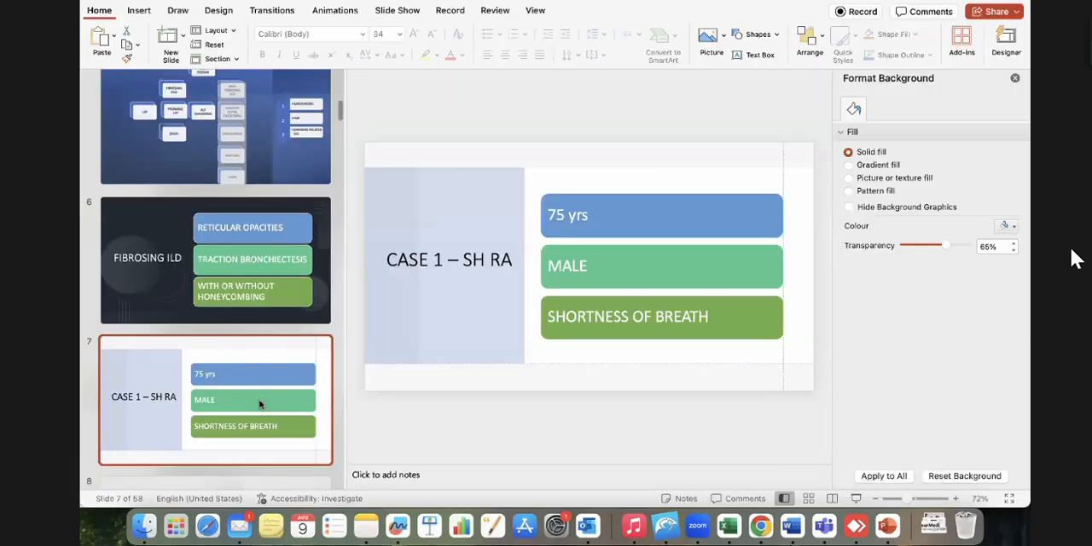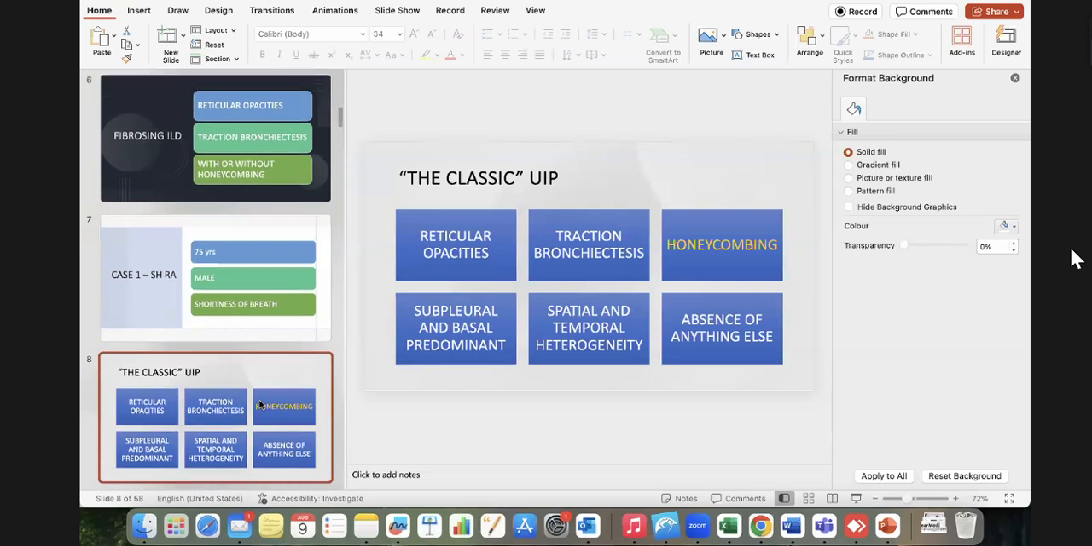So this is what it is. It's a classic UIP, all these features. And the bottom three, subpleural and basal predominant, spatial and temporal heterogeneity. I would like to spend half a minute on this. What is spatial and temporal heterogeneity? It means that the disease is evolving and is in different stages of evolution in different parts of the lung. It is not that the disease in the upper lobe and the lower lobe are at the same stage. So it shows that it is spatially separated.